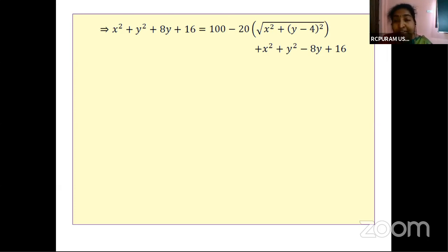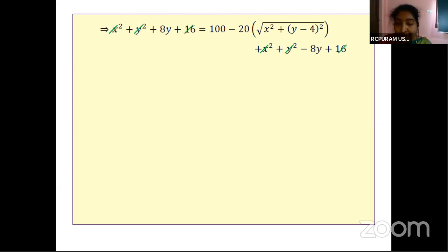Okay, children? Then we will try to cancel the terms possible on either side here itself. So x square can be cancelled on both sides. Y square can be cancelled on both sides. 16 can be cancelled on both sides.